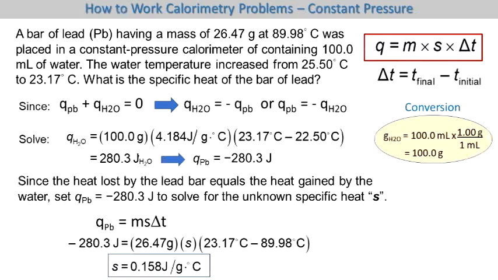Since the heat lost by the lead bar equals the heat gained by water, we set Q lead equal to minus 280.3 joules, and we use it to solve for the unknown specific heat, which we've designated as S. We take the equation Q equals m s delta T and plug in the values: the heat of lead, minus 280.3 joules, equal to the mass of 26.47 grams, times the unknown specific heat, times delta T. We rearrange the equation and obtain a specific heat of 0.158 joules per gram degrees C for this constant pressure calorimetry problem.